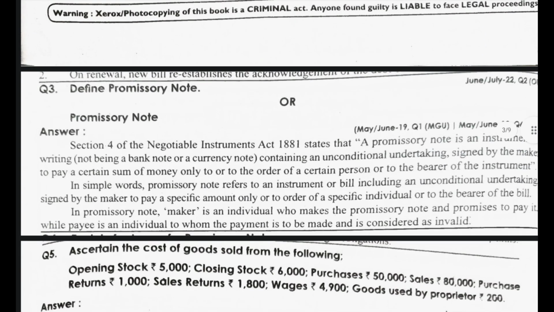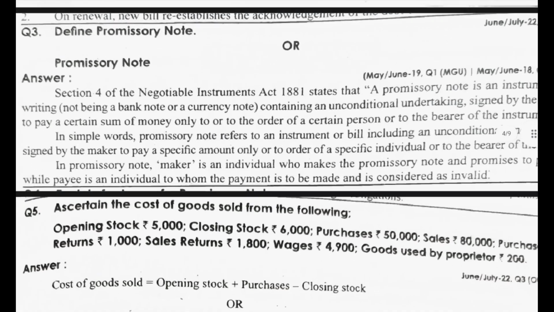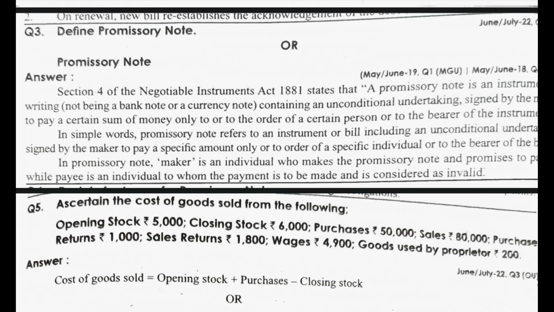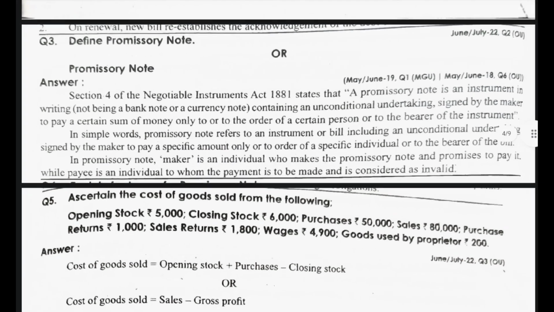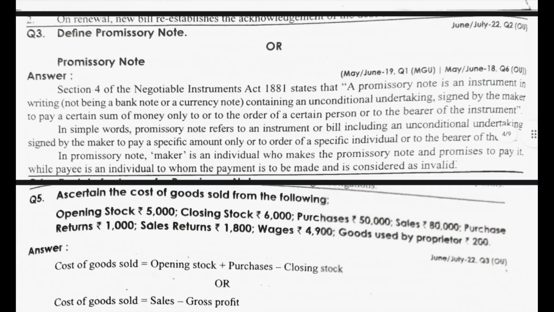Now next we have the definition of promissory note. Section 4 of the Negotiable Instruments Act 1881 states that a promissory note is an instrument in writing, not being a bank note or currency note.